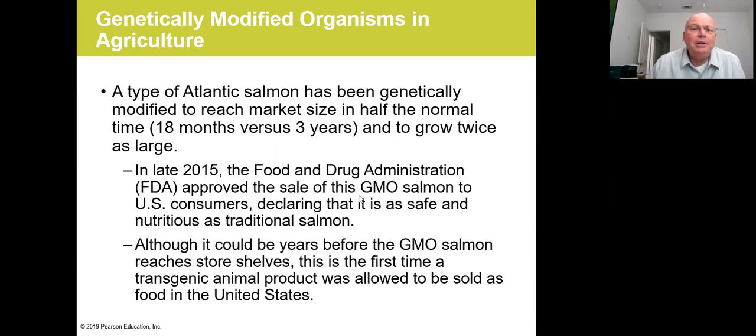And here's the salmon situation. So we've talked about this. It means that the salmon are now ready for harvest about 1.5 years earlier than they otherwise would be. So it takes half the time to grow to the same size that would be marketable. So if you are consuming farm-raised salmon, it's potentially possible that you are consuming some of this genetically modified salmon.